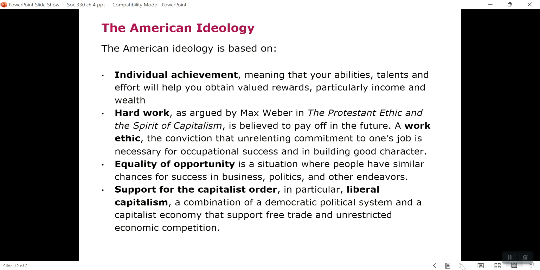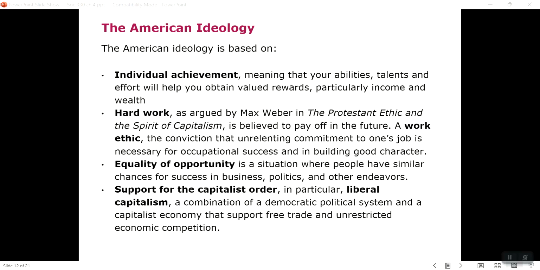That American ideology is based on things such as individual achievement, right? Pulling yourself up by your bootstraps, using your own talent, your skills, your abilities, your efforts, your hard work, everything that you have in your toolbox as an individual that you can use.